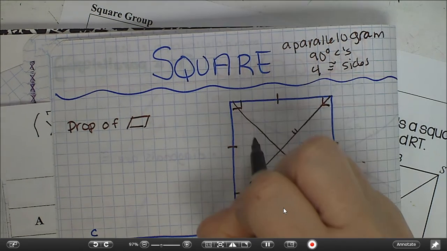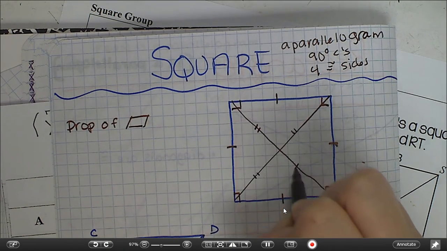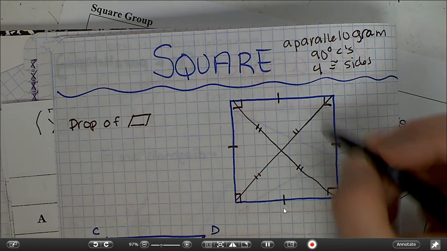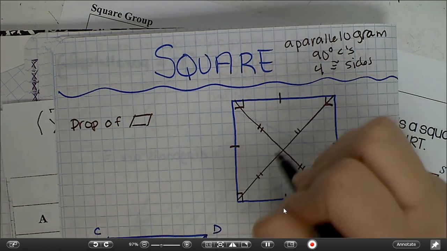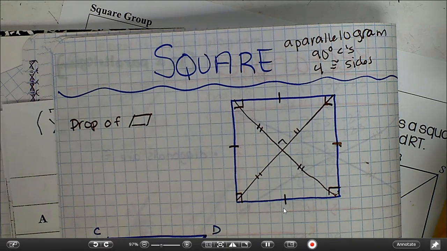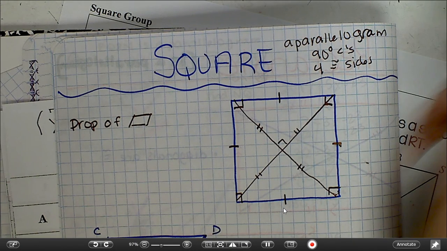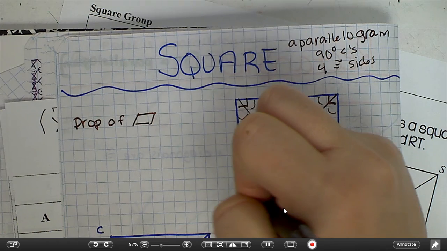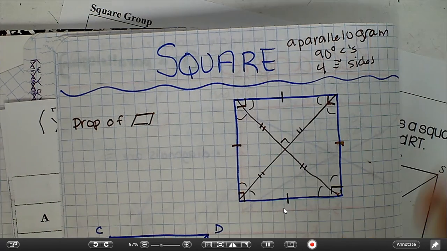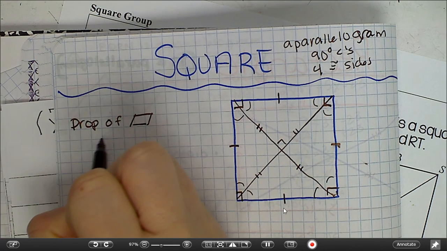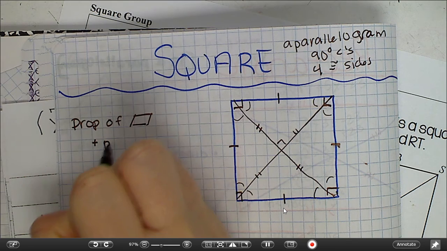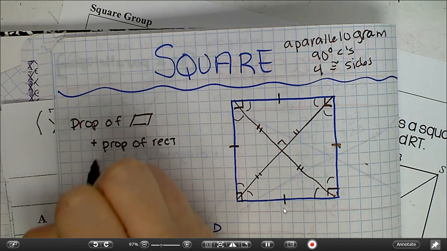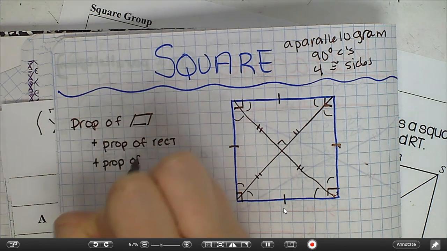But since it's a square, all of them are congruent, because in a rectangle, diagonals are congruent. And in a rhombus, diagonals are perpendicular and they bisect the angles. So it's all of them: the properties of a parallelogram plus the properties of a rectangle plus the properties of a rhombus.